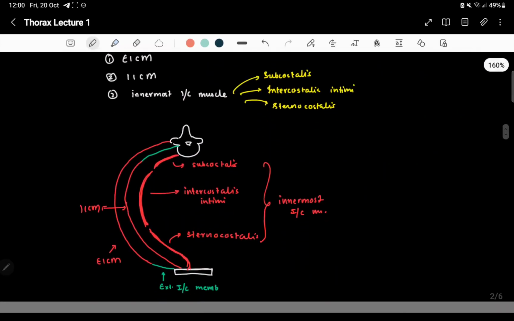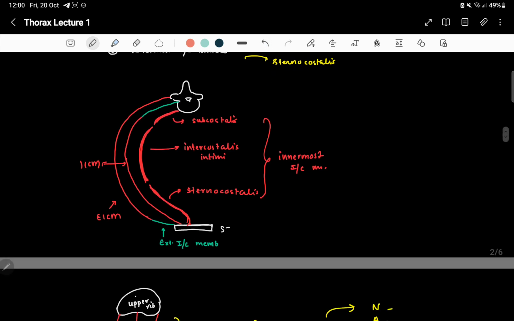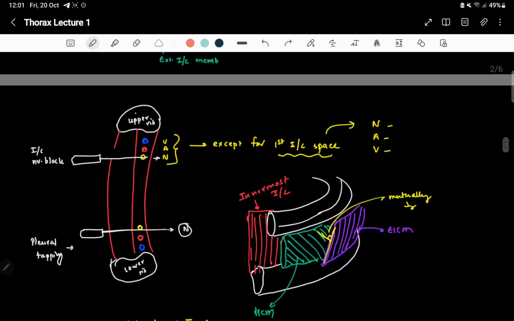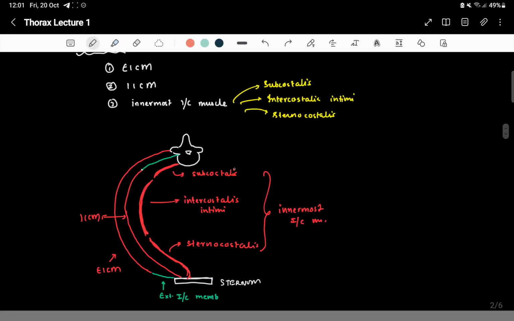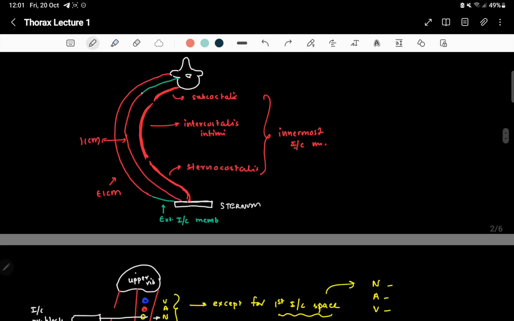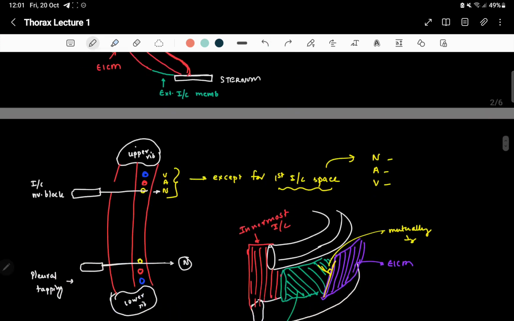Then the thoracic wall, we can have muscles. Here is a vertebra and here is the sternum. So we have your external intercostal muscles and membrane, the internal intercostal membrane and muscle, and your subcostalis, intercostalis intimi, and sternocostalis. Understood? Subcostalis because it is below the ribs, intercostalis because it is lying in the middle part, and sternocostalis because it is attached to the sternum.